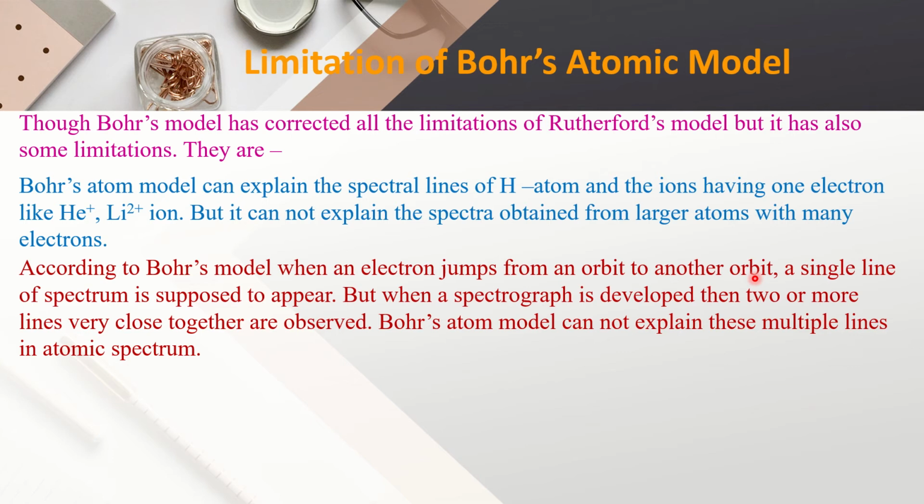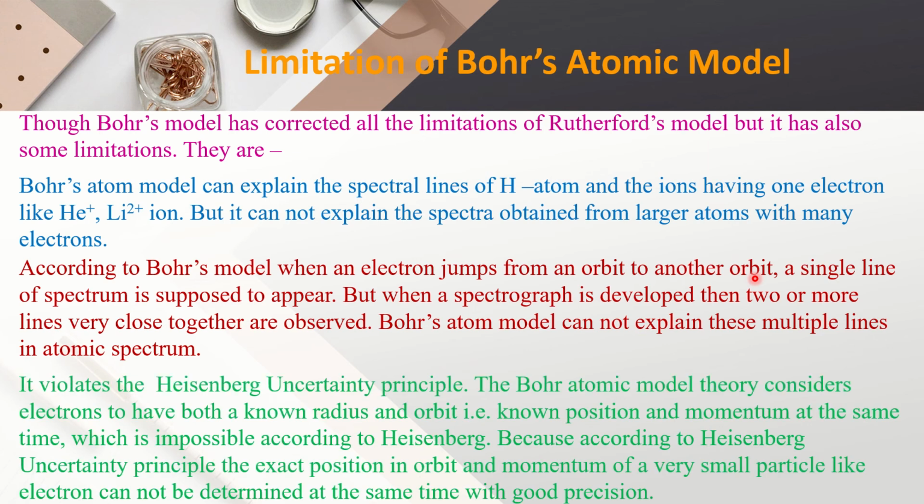According to Bohr's model, when an electron jumps from one orbit to another, a single line of spectrum is supposed to appear. But when a spectrograph is developed, then two or more lines very close together are observed. Bohr's atomic model cannot explain these multiple lines in the atomic spectrum.